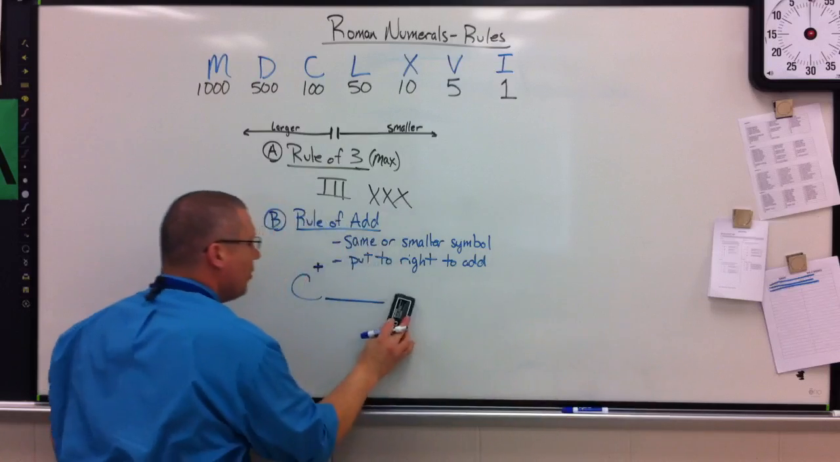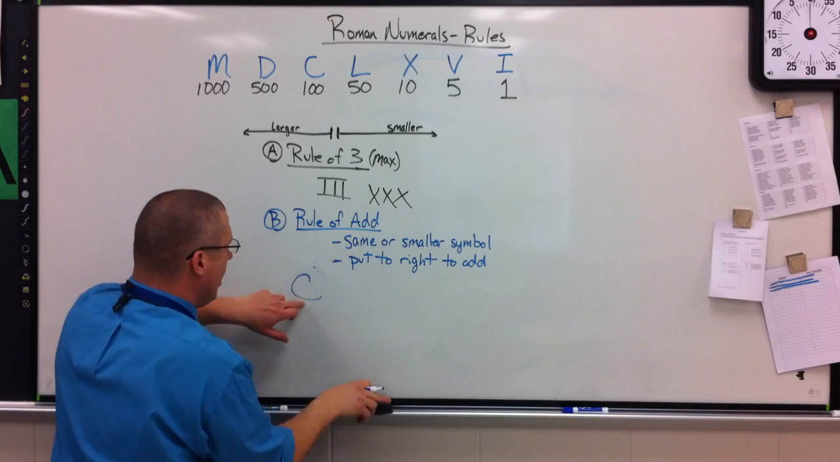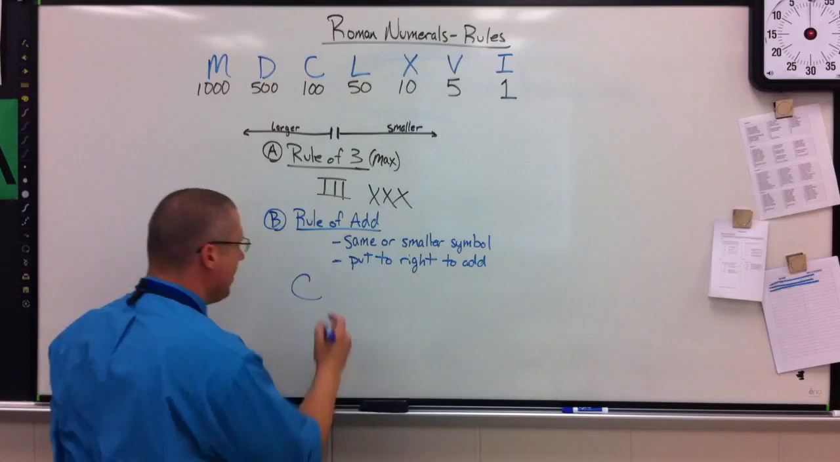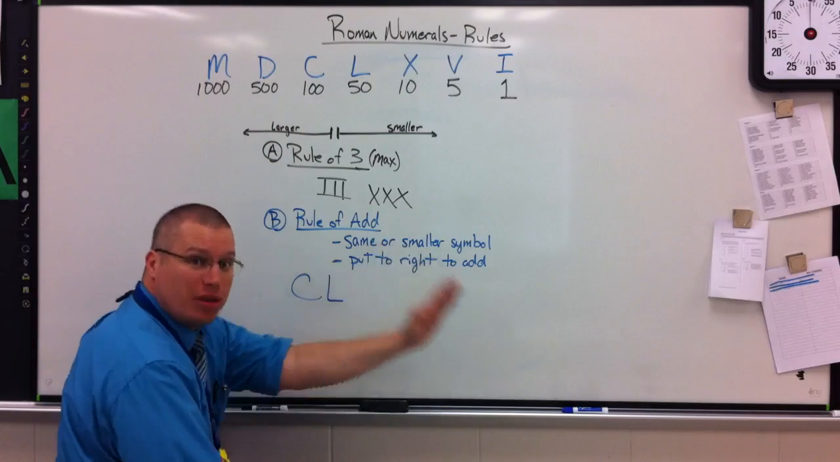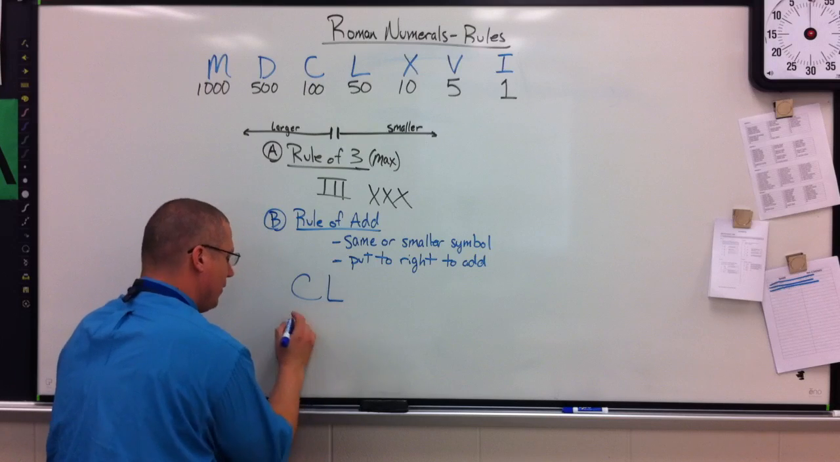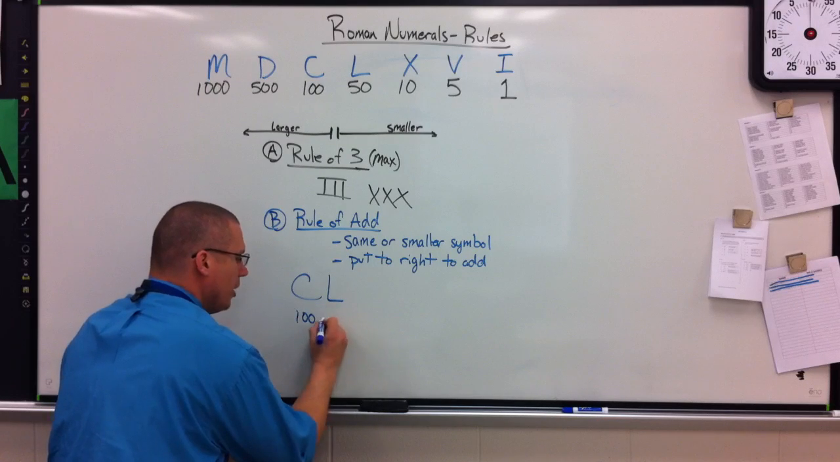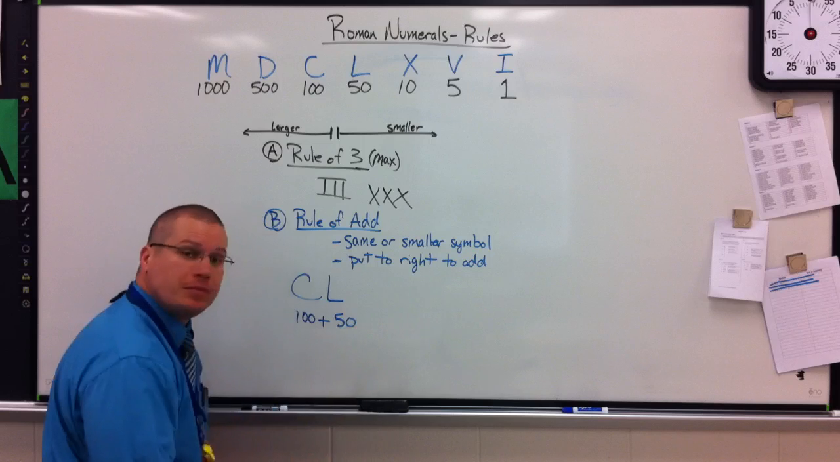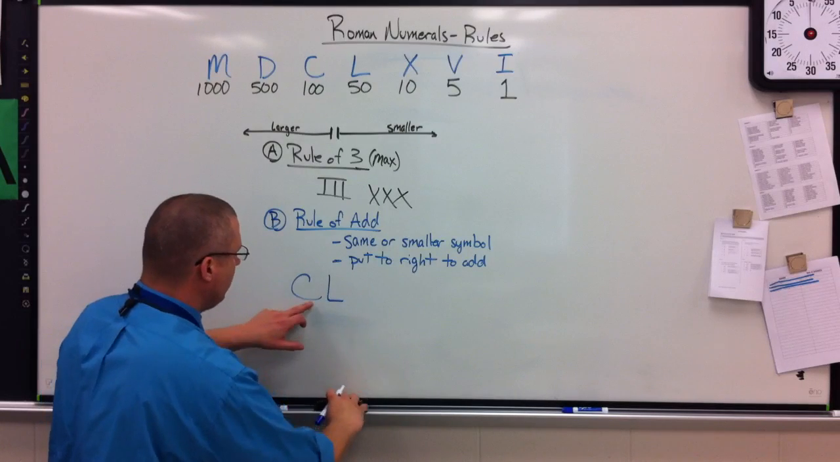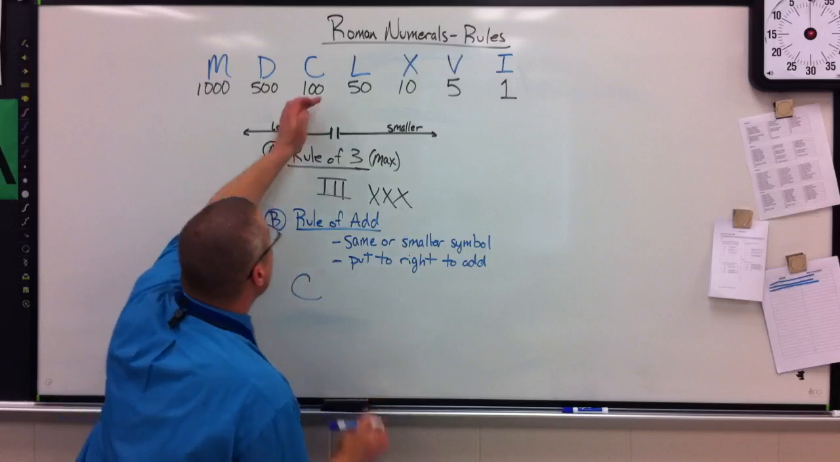So let's say I want to add on 50. This is 100, and I'm going to add a 50 to it. Well, look for the symbol for 50, and I put an L. And again, it has to go to the right of it. C, L, 100 and a 50. So that would be 100 plus a 50.